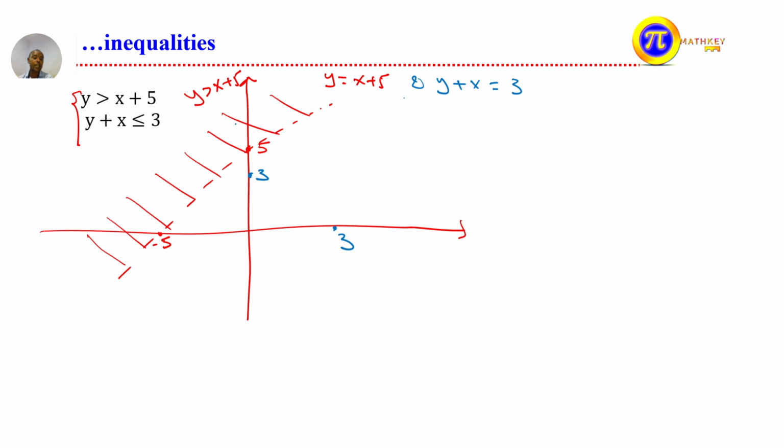Now, do we use a solid line or a broken line? A solid line, since here we have a less than or equal inequality. So, we use a solid line. Here it says that y plus x is less than or equals 3. Let's take a common value, that is 0, 0 on this region. 0 plus 0 less than or equals 3. Yes, it is true. So the region is on this side.